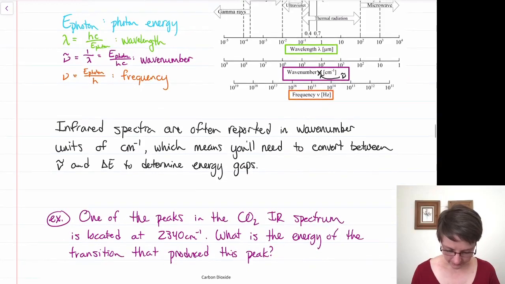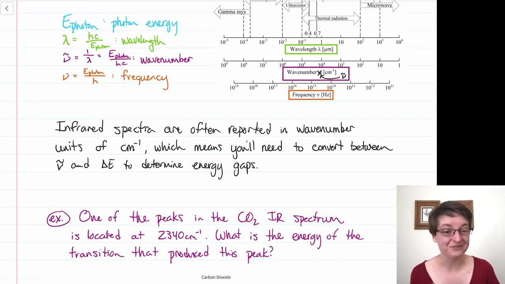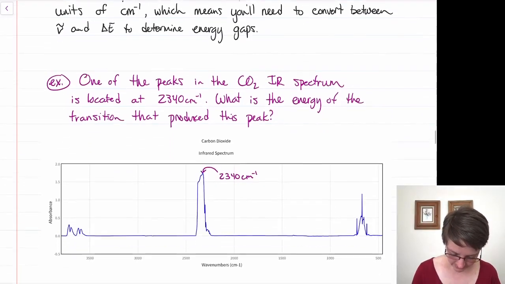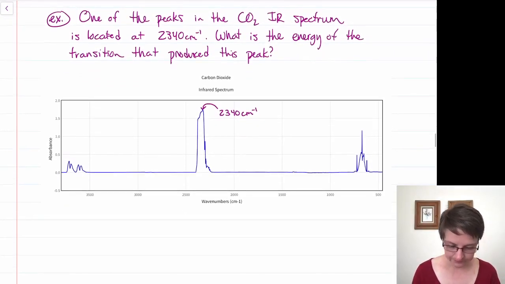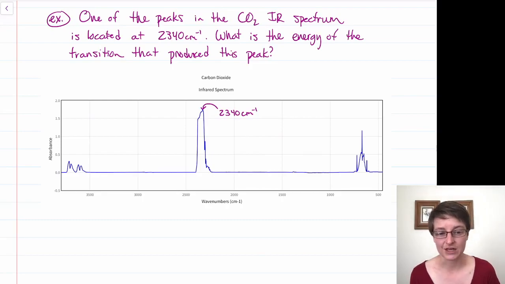Infrared spectra are often reported not only in units of wave numbers, but in units of inverse centimeters, which means that we have to be very careful when we do these unit conversions so that we don't make mistakes. And so along those lines, let's do a quick example. One of the peaks in our IR spectrum for carbon dioxide is located around 2340 inverse centimeters. What is the energy of the transition that produced this peak?